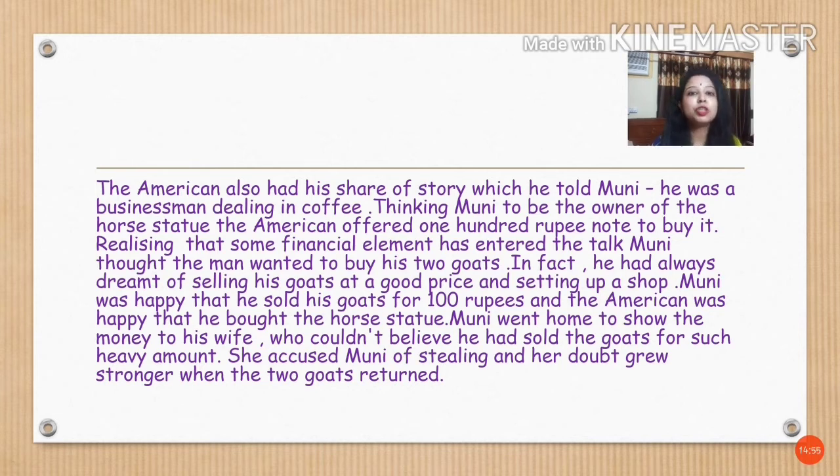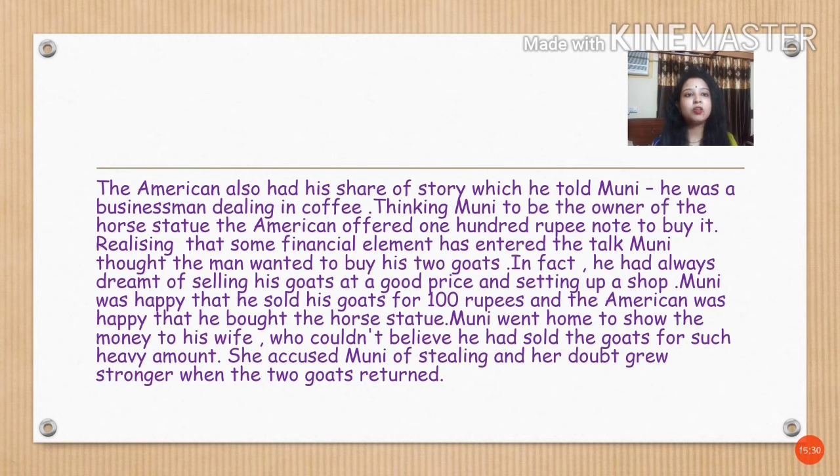Muni went home to show the money to his wife, who could not believe he had sold the goats for such a heavy amount. Now obviously we have already seen that the wife of Muni was a person who always complained and humiliated Muni. Now this time when Muni was happy and he went back home with such a lump sum amount of money and showed it to his wife, the obvious reaction of his wife was that she could not believe it. She thought that Muni must have stolen it from somebody, because she could not believe that he could get so much money by selling just 2 goats.